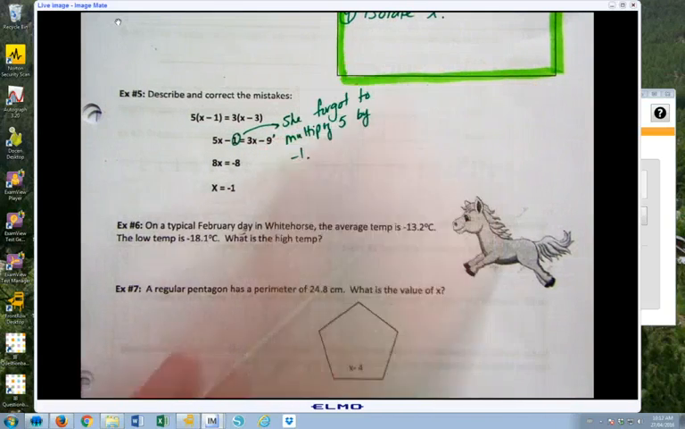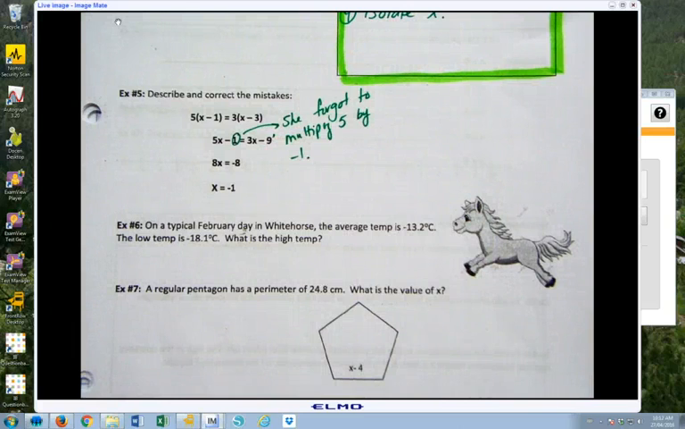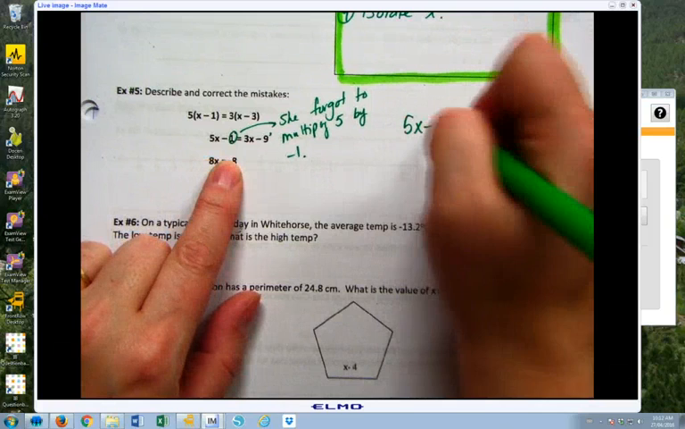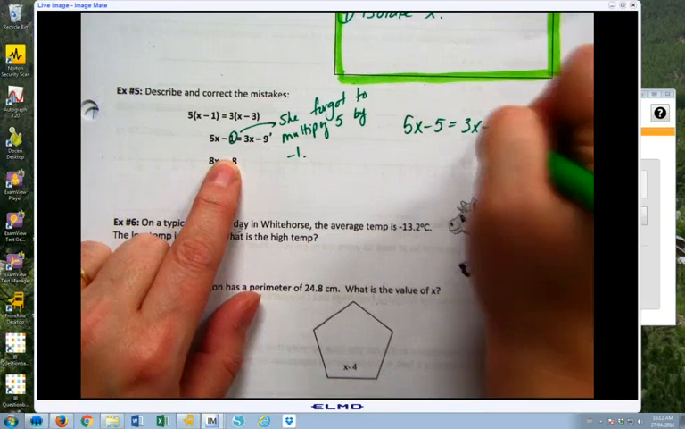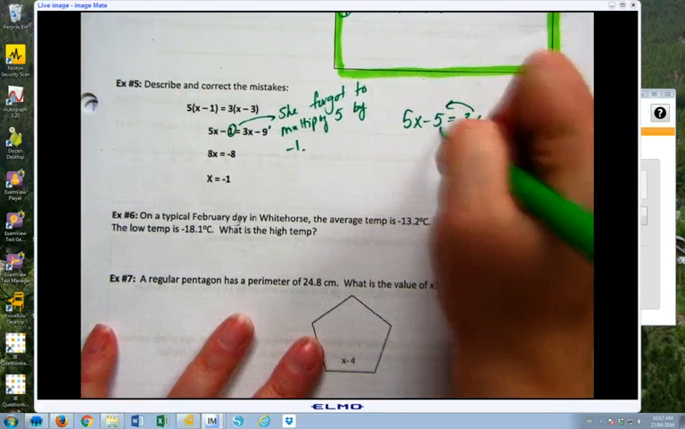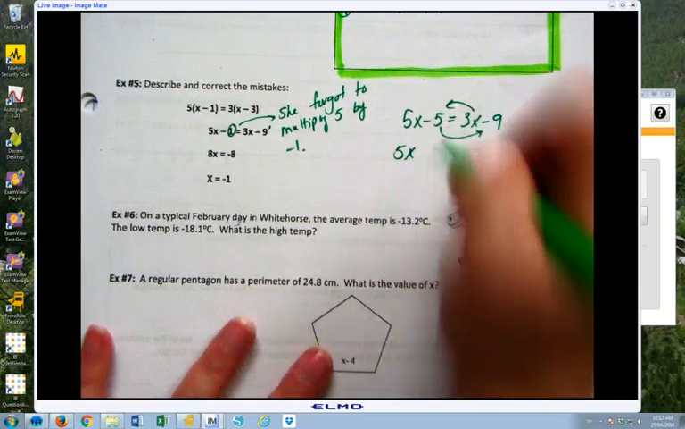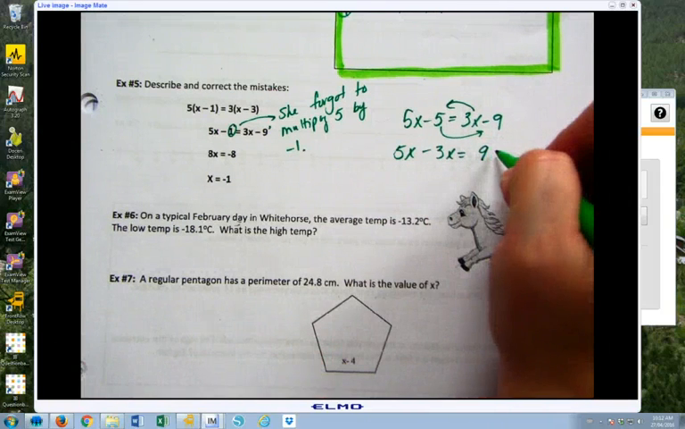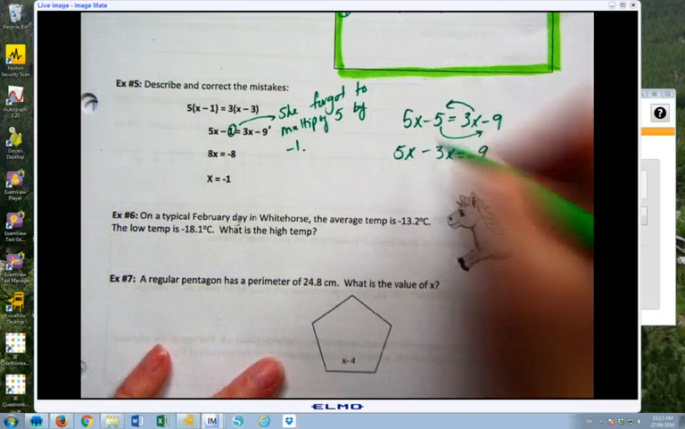Negative 1. So what should the second line be? 5x minus 5. Now what? Now you move the 3x to the other side, minus 3x. 5 minus 9, or 9 minus 5. Negative 9. But then the plus 5.